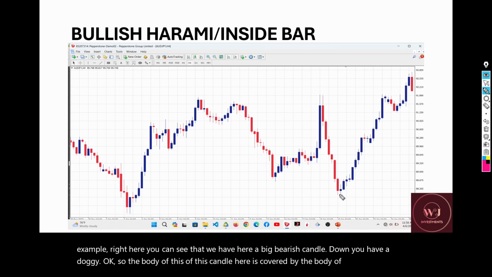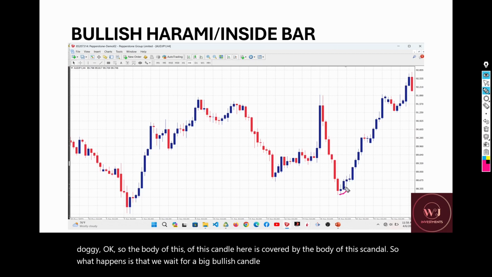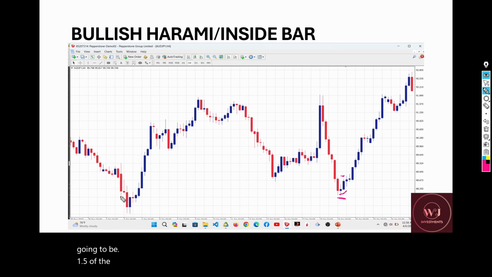So what happens is that we wait for a big bullish candle as a confirmation candle. So right here we have this big bullish candle, and then we can make our entry from here, and our stop loss is going to be 1.5 of the ATR. And then the same thing happens here.